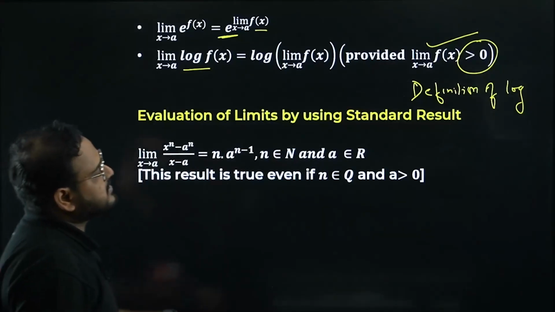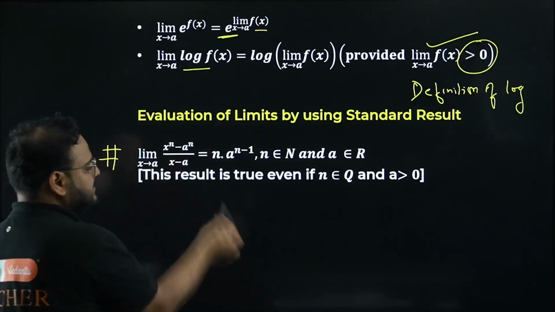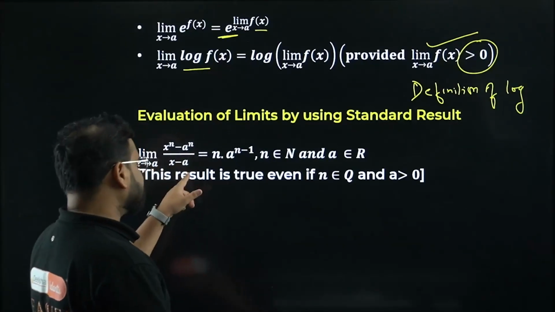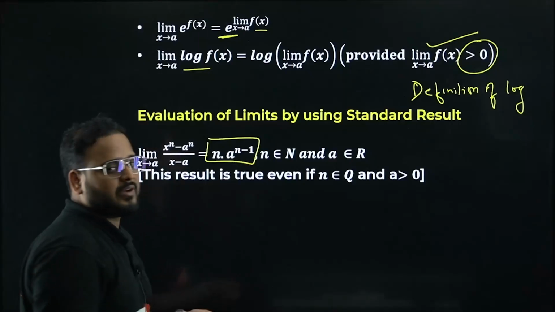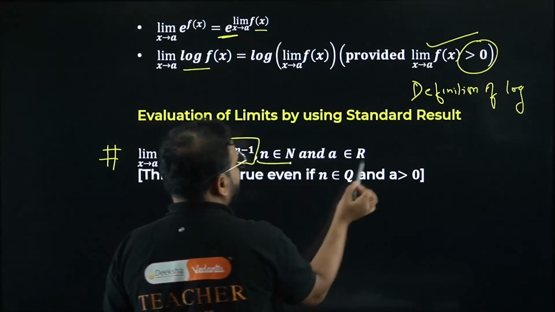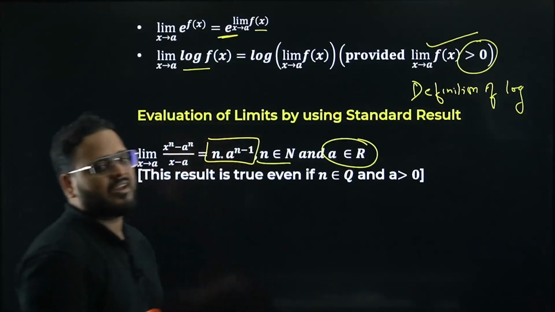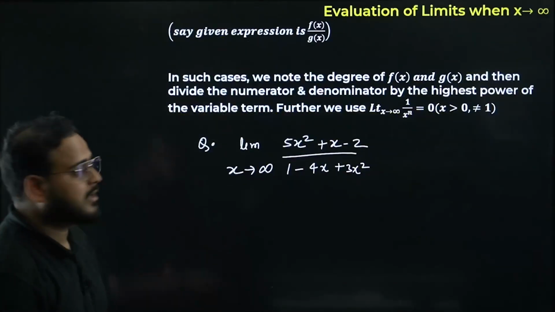Evaluation of the limits by using standard results. This is one of the results, very important to us. The limit of (x^n minus a^n) divided by (x minus a) is simply given by n times a^(n minus 1), where n belongs to the natural numbers and a belongs to the real numbers. A very important formula that we use most often.